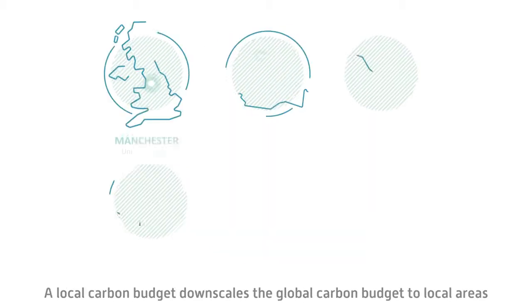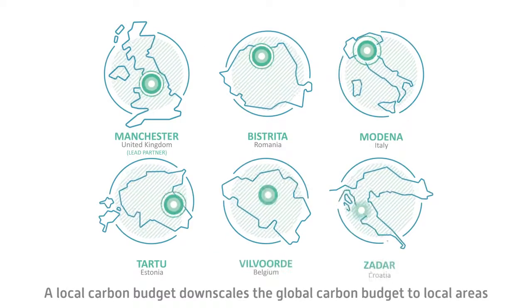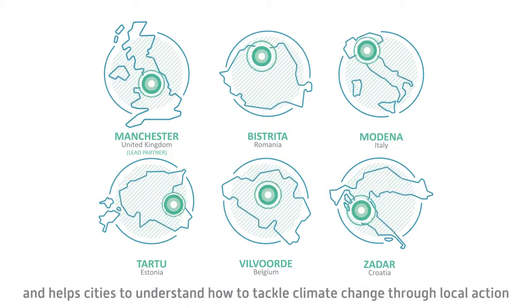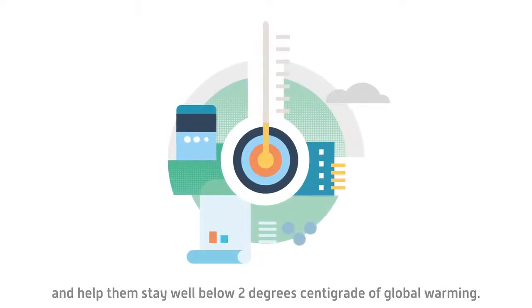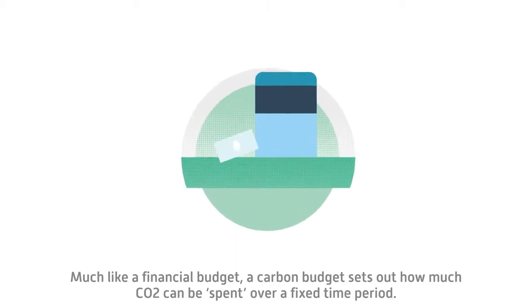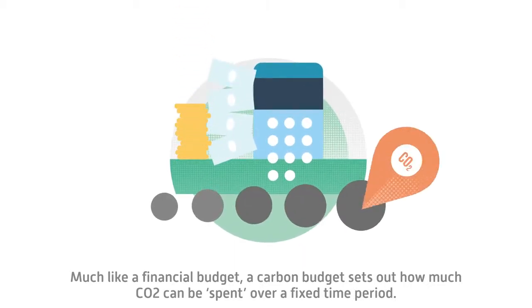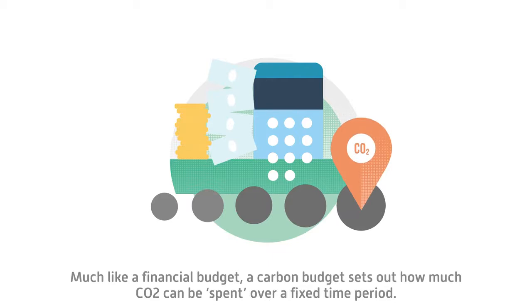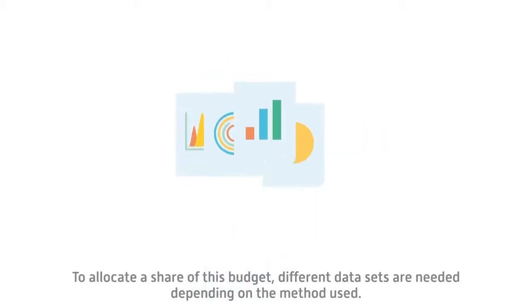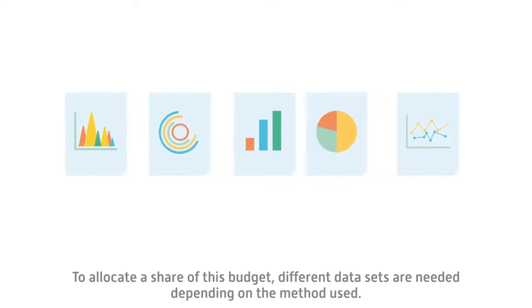A local carbon budget downscales the global carbon budget to local areas and helps cities to understand how to tackle climate change through local action and help them stay well below the 2 degrees centigrade of global warming. Much like a financial budget, a carbon budget sets out how much CO2 can be spent over a fixed time period. To allocate a share of this budget, different data sets are needed depending on the method used.